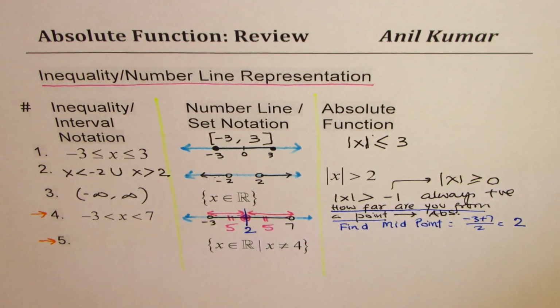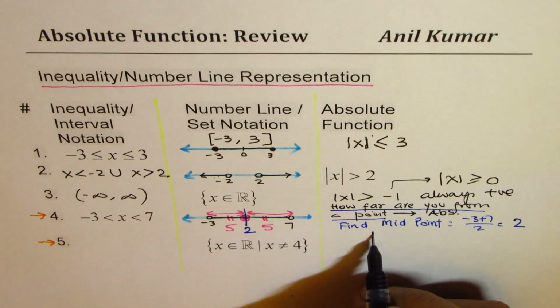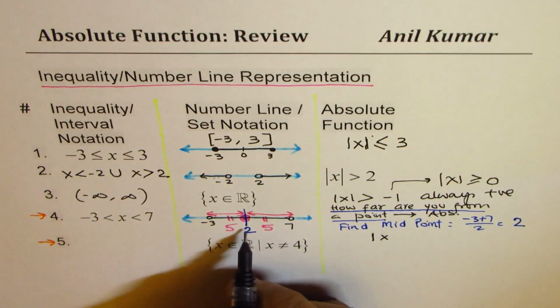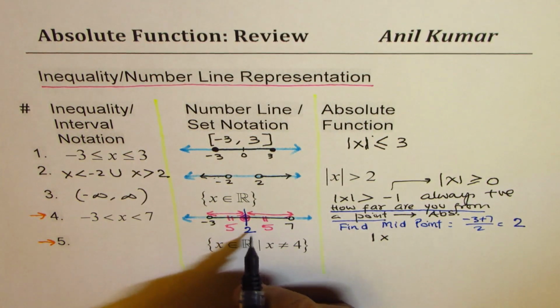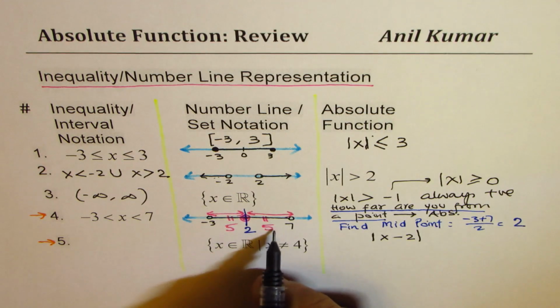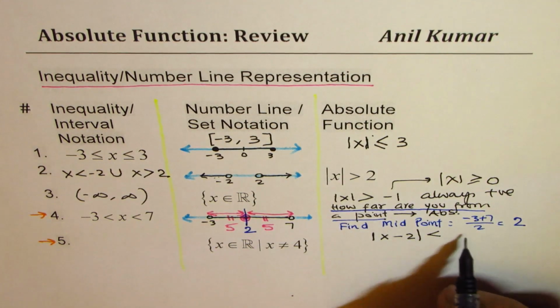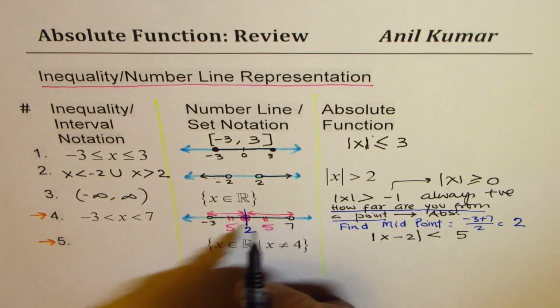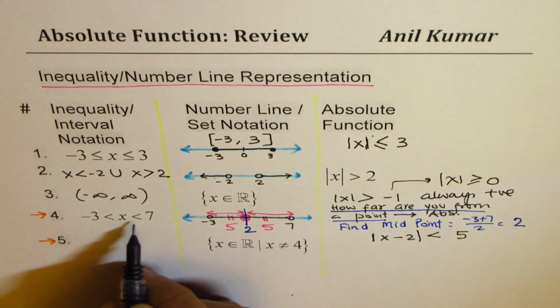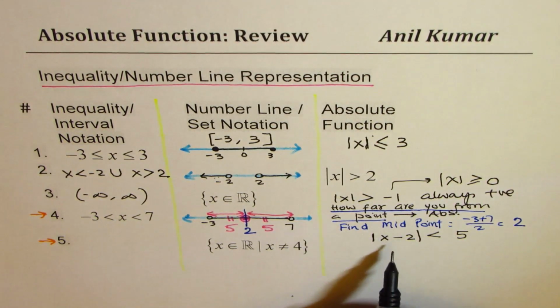Now, can you pause the video and answer your question? Yes, of course. It is absolute value of x when it is transformed or translated 2 units to the right, minus 2. And you are within a range of 5 units, less than 5. We are not including these since they are open circles and it's like less than, not less than or equal to. That is your solution. You get an idea, correct?